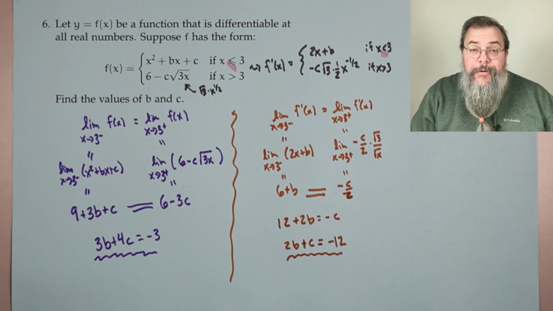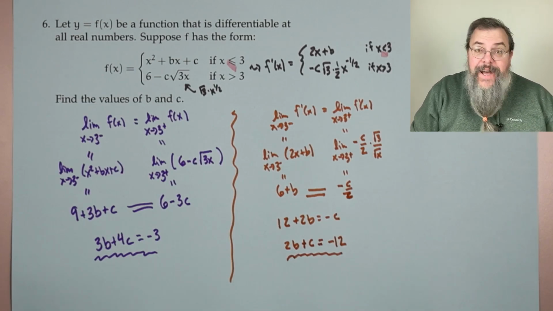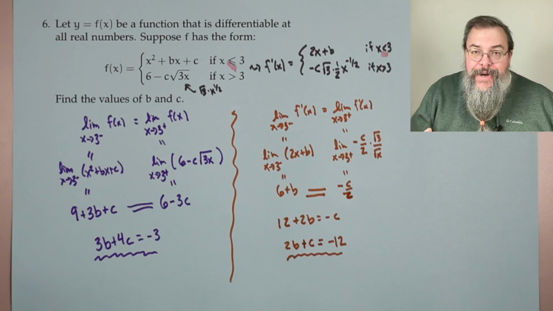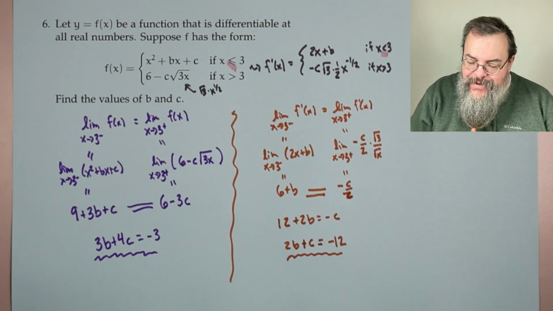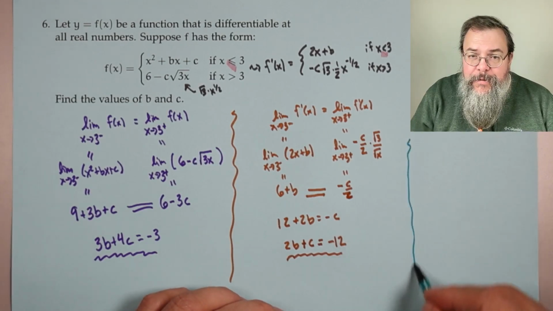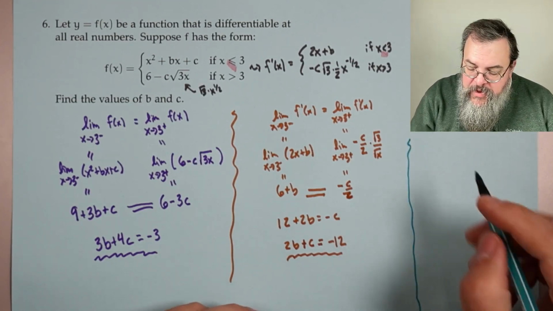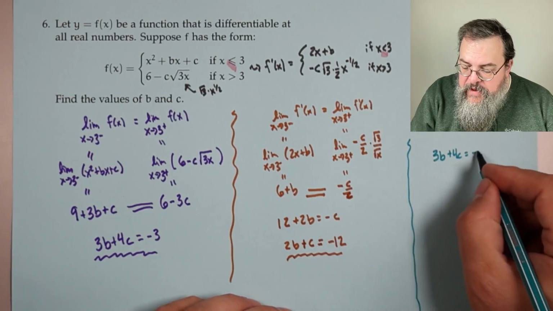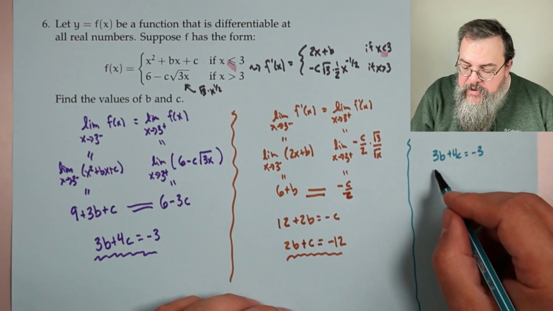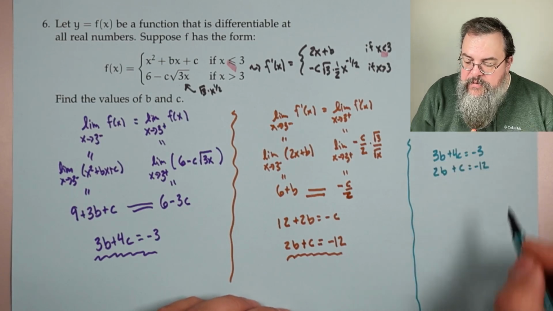So now what do we have? We have two equations, two unknowns. What are the odds? Well, pretty high actually. We love two equations, two unknowns. They show up frequently. All right, so let's put them one on top of the other. We have our 3b plus 4c equals negative 3, and our 2b plus c equals negative 12.